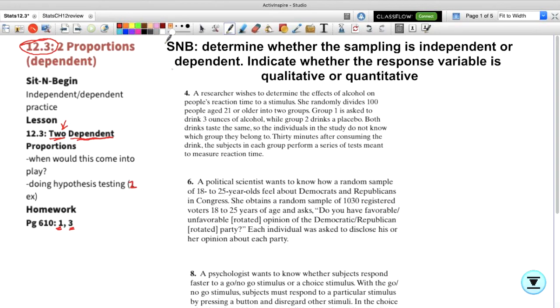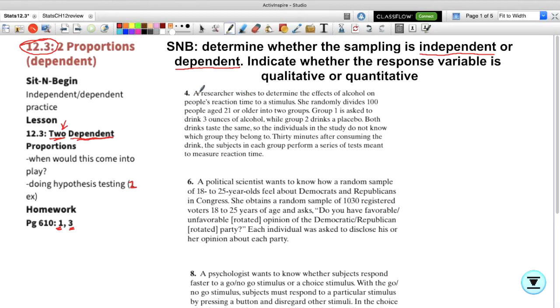So let's take a look at our sit and begin first. It's important for us to review how to determine if things are independent or dependent. So we're going to talk about that first. So which sampling, based on these three problems, what is the sampling? Is it independent or dependent? And then the response variable, which remember is the data that you're collecting, is it qualitative or quantitative? And so we'll kind of take a look at that also. This is from chapter 11 or section 11.1, where we first started talking about independent and dependent sampling strategies.